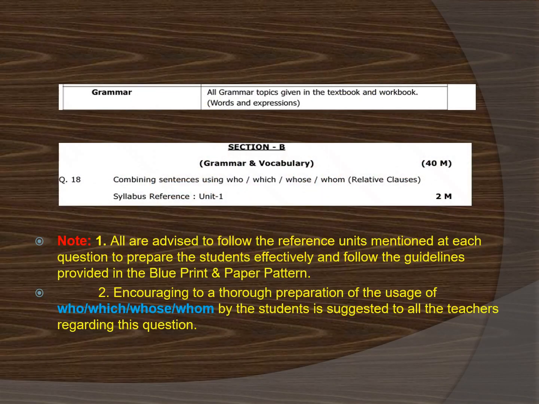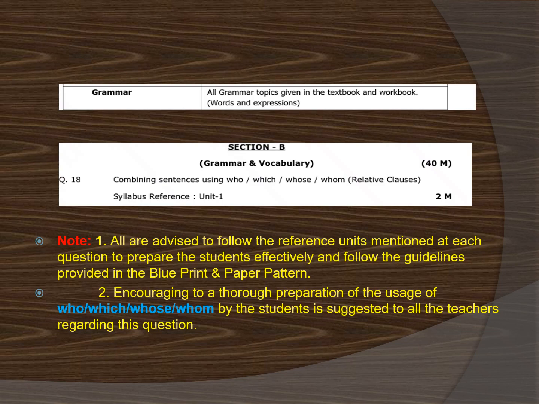Under section B, question number 18 will test the student's ability of combining sentences. But here only 4 linkers, who, which, whose, whom, are given, and the students are supposed to combine sentences by using these, and the syllabus reference for this is Unit 1. All are advised to follow the reference units mentioned at each question to prepare the students effectively and follow the guidelines provided in the blueprint and paper pattern.